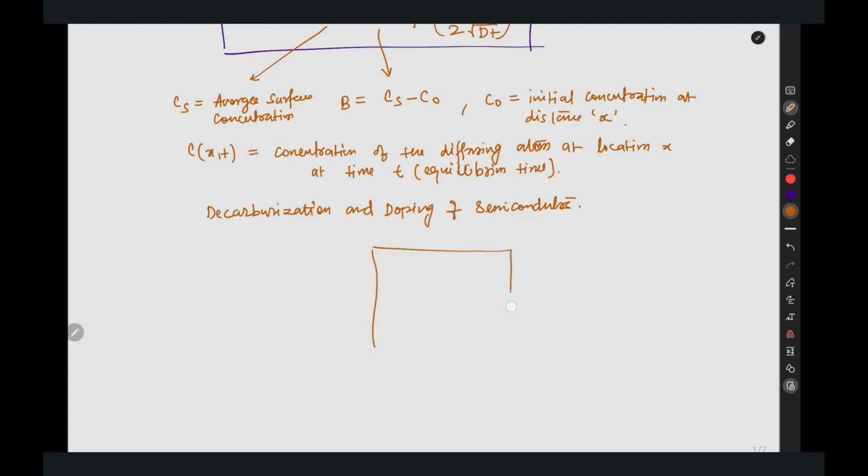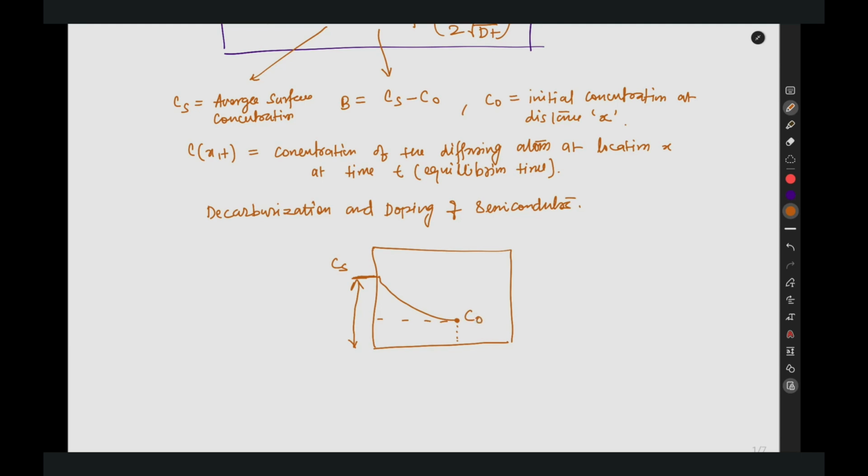If we want to draw a diagram, suppose that this is a material, then we will draw a concentration profile. At the surface, the concentration is higher, it's Cs, and with the distance it decreases to the initial concentration C0.